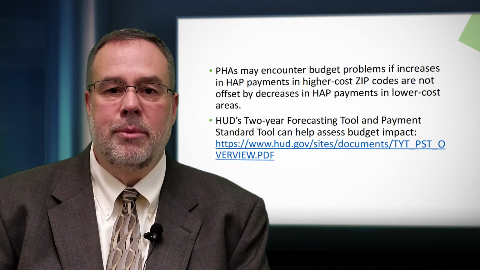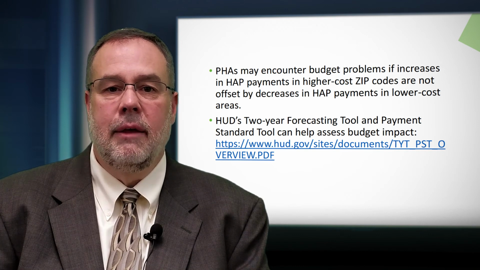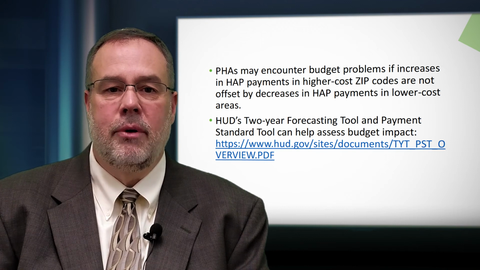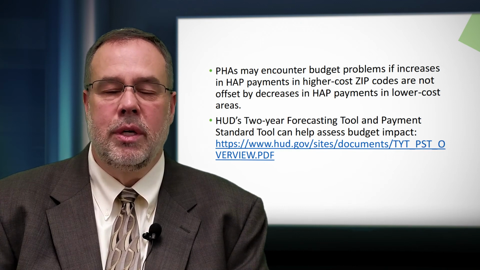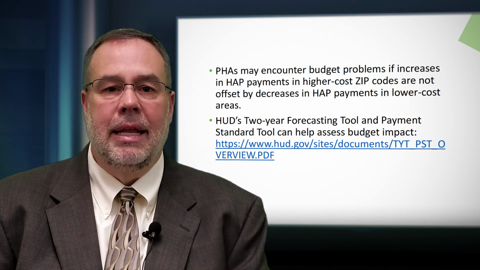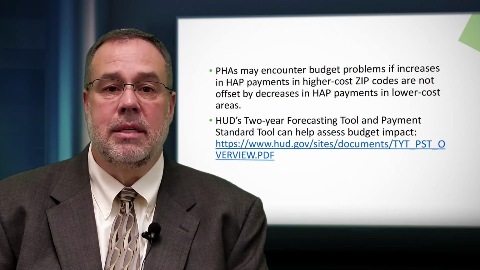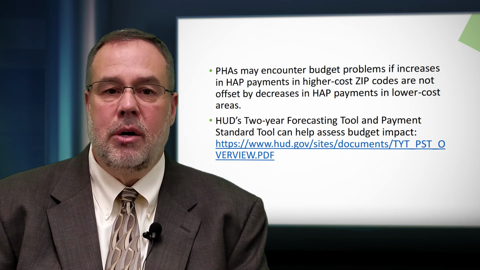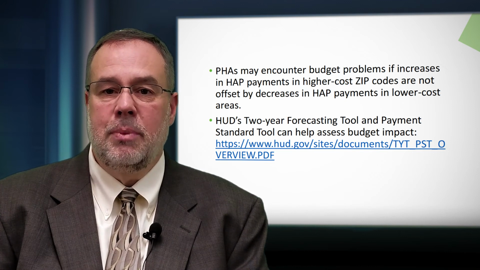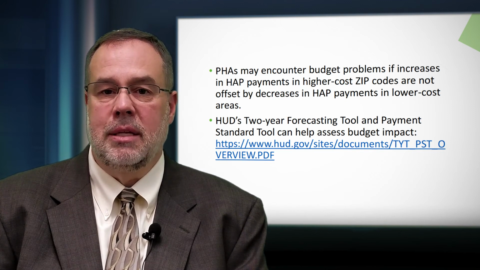Early findings from a small area FMR demonstration in 5 PHAs indicated that the adoption of small area FMRs was associated with a reduction in average HAP payments, though later analysis shows that HAP payments are rising and are approaching pre-demonstration levels. Budgetary impacts varied from one PHA to another, so each PHA should consider its own circumstances and make its own determination.